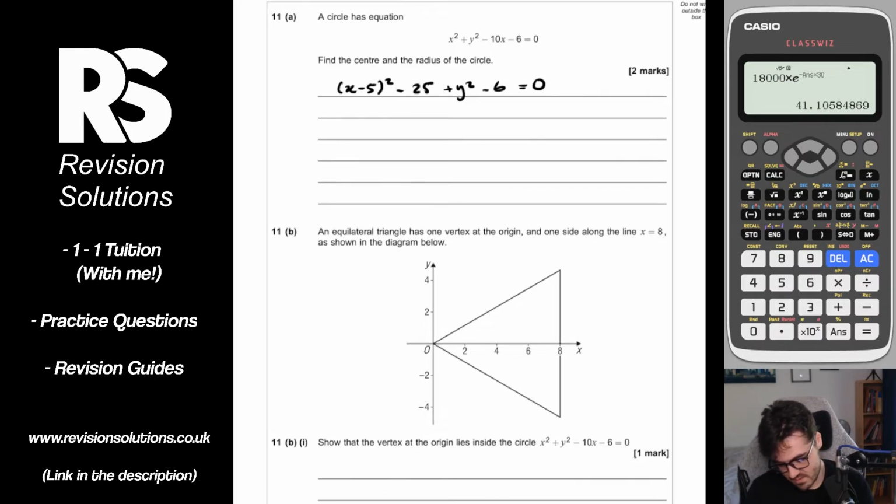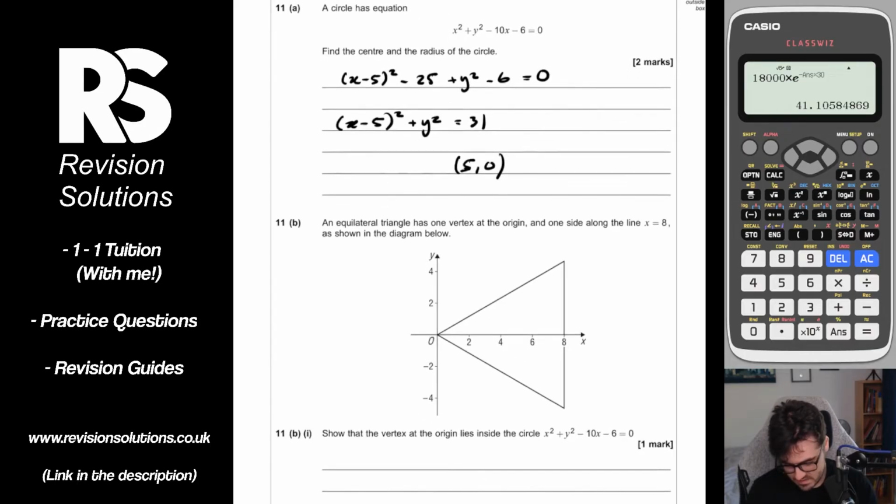If we simplify that up, that would be x minus 5 all squared plus y squared equals 31. So the center would have coordinates 5, 0. And the radius would be the square root of 31.